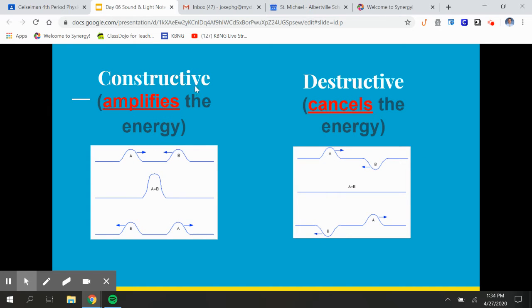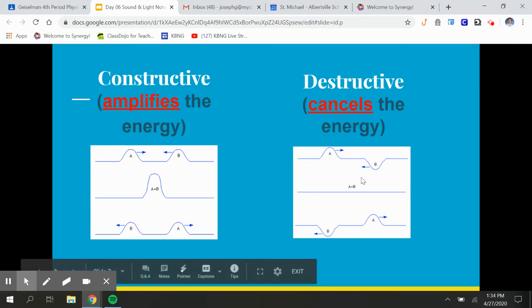So constructive means we're going to amplify the energy. We're going to have wave A coming from the left, wave B coming from the right. And when they meet, the amplitude is actually going to be doubled. So we're going to have A plus B, and that's perfect construction, right? We have no energy lost. Both of them are adding up to the same peak and then going on their other way.